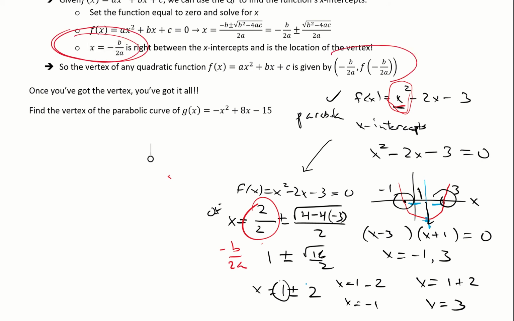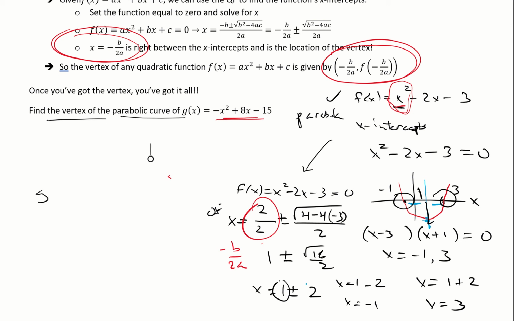And what I wrote over here is the vertex, remember, is an ordered pair. And that's the formula we would use to find the vertex of any parabola that's written in this form. So let's do this problem. Once you understand that and where the vertex formula comes from, you can find the vertex of anything. So find the vertex of the parabolic curve g of x equals that.